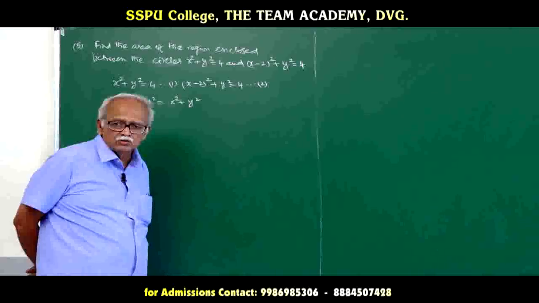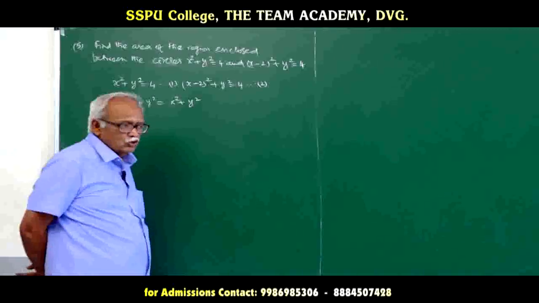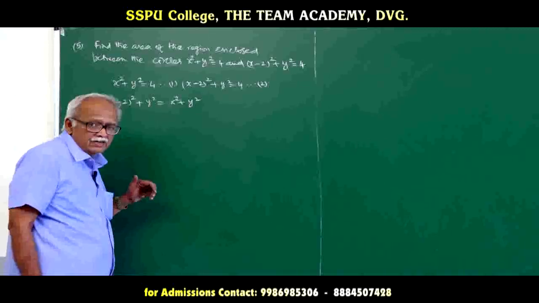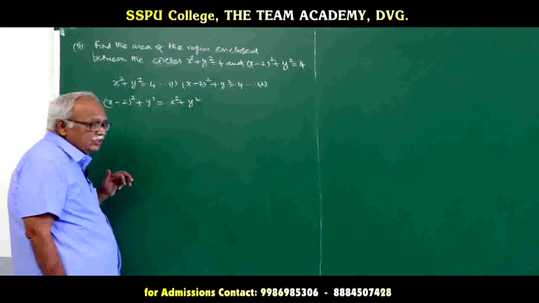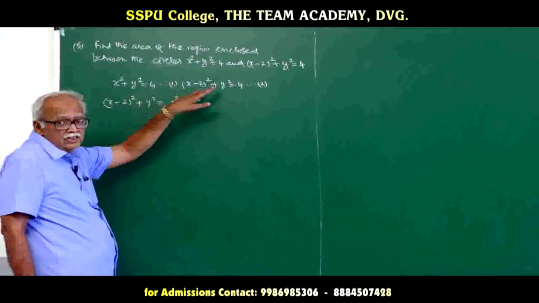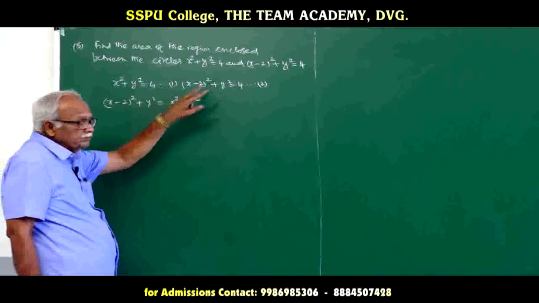What is the radius of the 2 circles? 2. Both are same sized circles, but their centers are different. First circle center is 0, 0. The second circle the center is 2, 0.